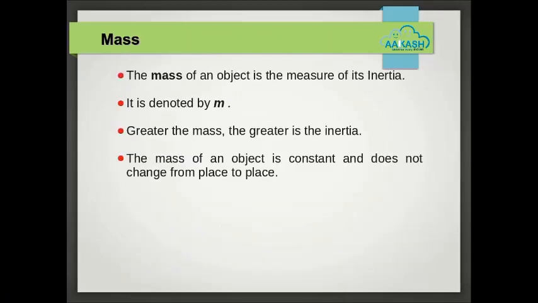We will study next a very often heard term, mass. What is mass? The mass of an object is the measure of its inertia, and it is denoted by small m. Mass and inertia are directly proportional to each other, and therefore the greater the mass, the greater is the inertia. Also, the mass of an object is constant and does not change from place to place.